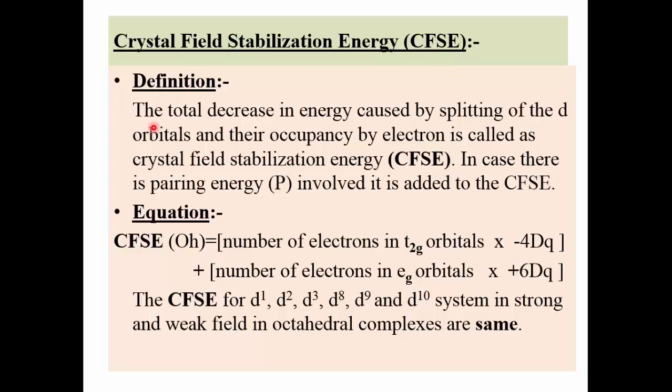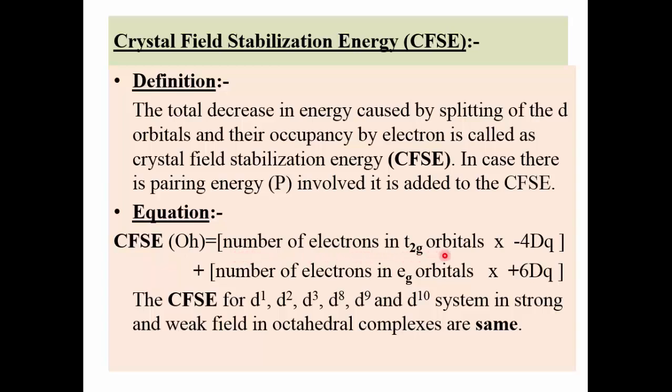Let us see the definition. The total decrease in energy caused by splitting of the d orbitals and their occupancy by electrons is called crystal field stabilization energy, CFSE. If electrons are paired, then we have to add pairing energy. So in case there is pairing energy, P is involved, and it is added to the crystal field stabilization energy. Let us see the equation, how CFSE for octahedral complexes is calculated. So this is the equation.